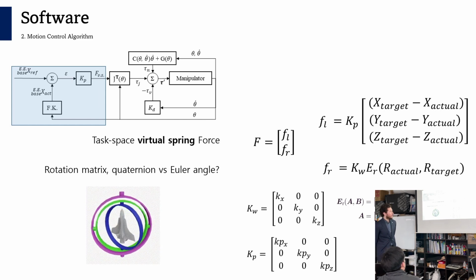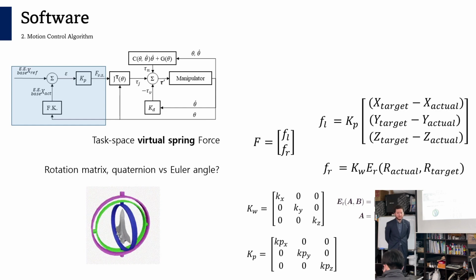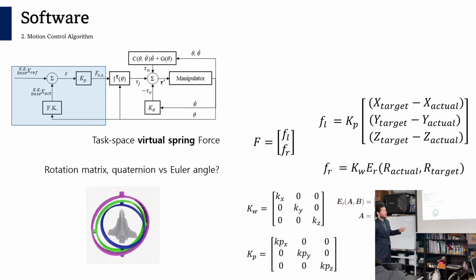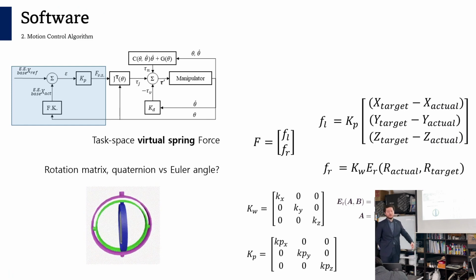And what is good about this mechanism is I can tune each variable differently for x, y, z directions. And last but not least, I use the rotational matrix and quaternion instead of the Euler angles because I want to avoid the gimbal lock problem.